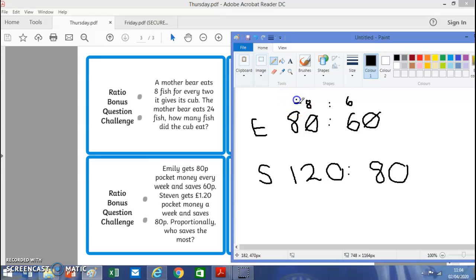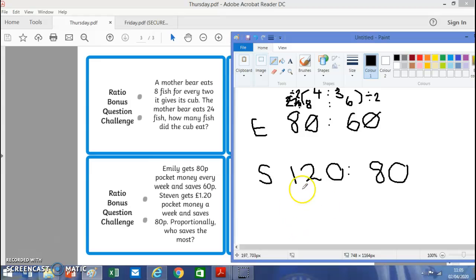So I'm going to do 8 divided by 2. Oh, I've just put 2 divided by 8, but that's not what I want to do. I want to do 8, I'm going to divide this by 2. I'm just showing my action here. So I would then get 4. And then I'm going to do 6 divided by 2, and I know that I'm going to get 3. So this means that for every 4 pence that Emily gets, she saves 3 across the week.